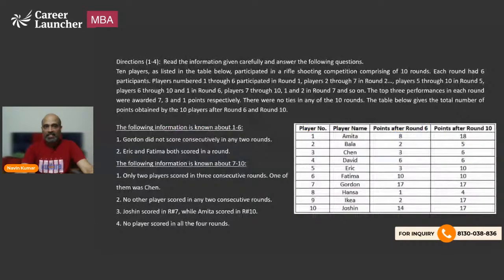So 10 players, as listed in the table below, participated in a rifle shooting competition comprising of 10 rounds. So we can see that there are 10 players here. And each round has 6 participants. Players numbered 1 through 6 participated in round 1. Players 2 through 7 in round 2. Players 5 through 10 in round 5. Players 6 through 10 and 1 in round 6. Players 7 through 10, 1 and 2 in round 7, and so on.